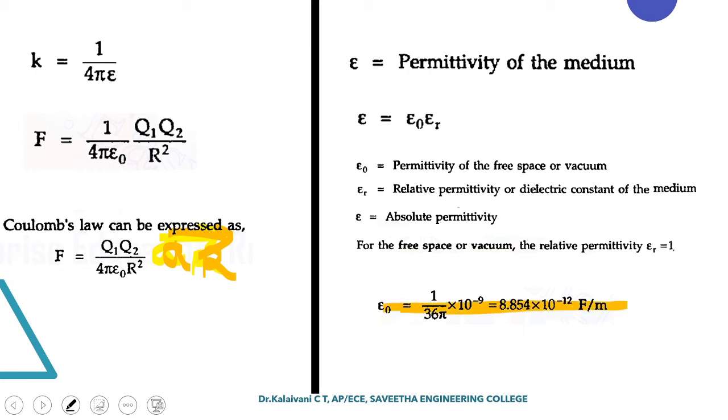So, the epsilon naught value is 1 by 36 pi into 10 power minus 7, that is equal to 8.854 into 10 power minus 12. Else, K is equal to 1 by 4 pi epsilon naught. When I substitute the value of epsilon naught here, I will get 9 into 10 power 9 meters per farad. So, normally we go with 9 into 10 power 9 in problems. In case epsilon naught alone value is used, you will go for 8.854 into 10 power minus 12.